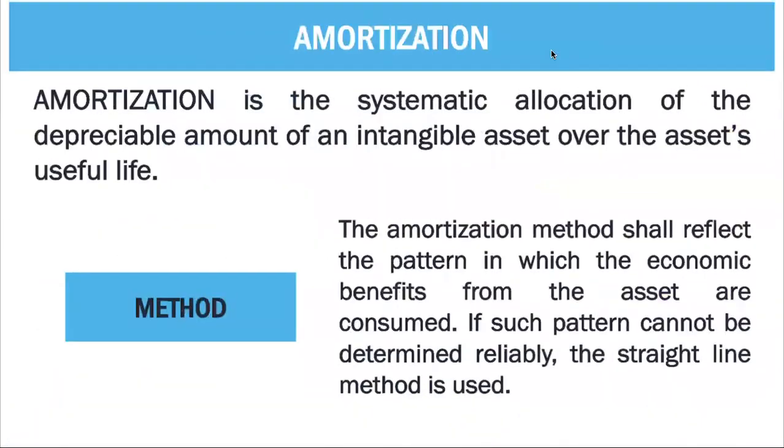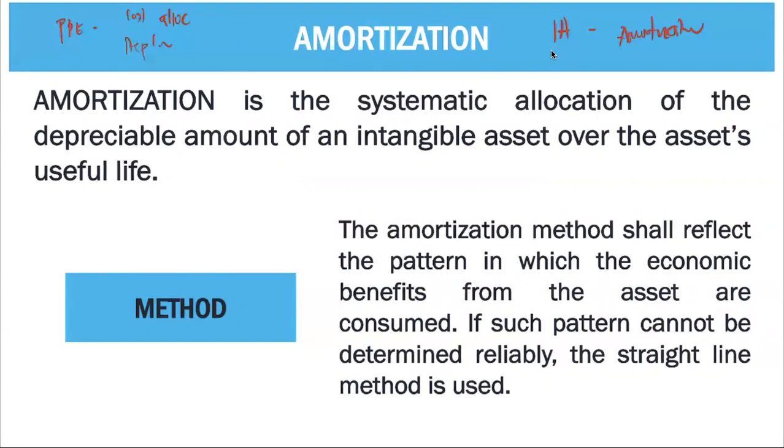So how do we amortize? As we said, in PPE, the cost allocation is known as depreciation. The cost allocation of your intangible asset is known as your amortization. So how do we amortize? We amortize based on the useful life of the asset. Normally, the straight line method. However, in your PPE, we have different methods, right? Uniform, activity, accelerated. But in intangible asset, generally, we only use the straight line method.